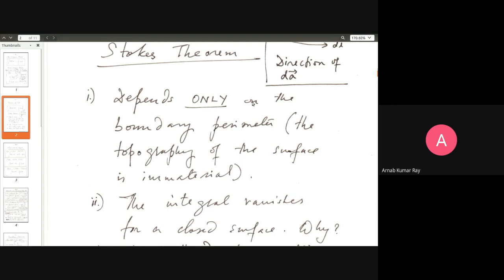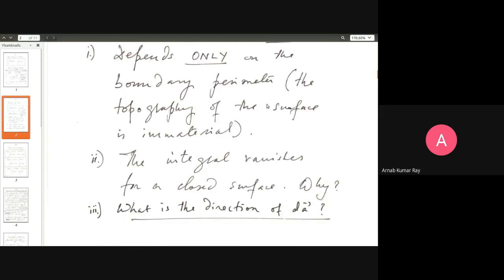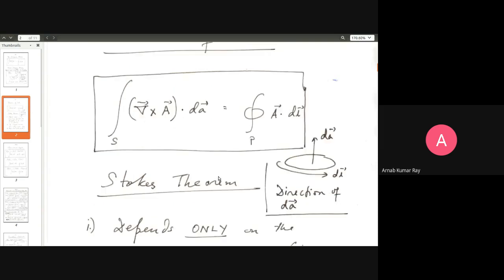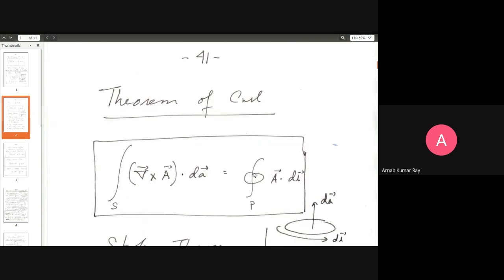It doesn't matter. It depends only on the perimeter. Now the next point is that the integral vanishes for a closed surface. Why does the integral vanish for a closed surface? Very important point. What is the property of a closed surface? A closed surface doesn't have a perimeter. A football doesn't have an edge. A perimeter is defined for an open surface.